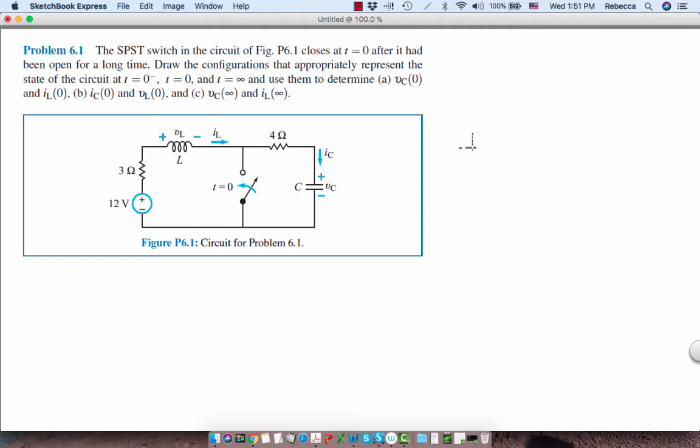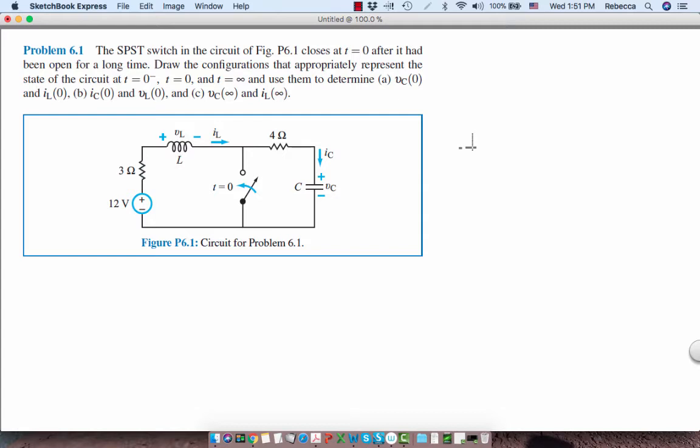This is problem 6.1, and we're going to learn a little bit about second order circuits. Here we have an RLC circuit with a resistor, an inductor, and a capacitor. And we need to figure out various different quantities, VC at 0, IL at 0, and so forth.